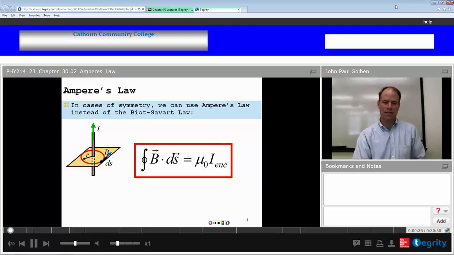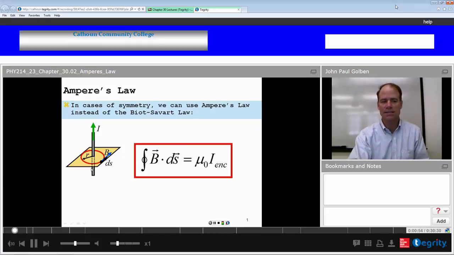Ampere's law looks like this. The integral of a magnetic field around a closed path, designated by ds, is proportional to the current enclosed by that path, and the proportionality constant is mu naught, the magnetic permeability of free space.